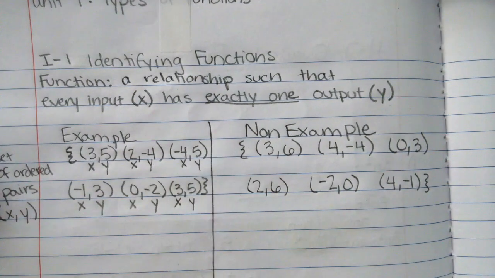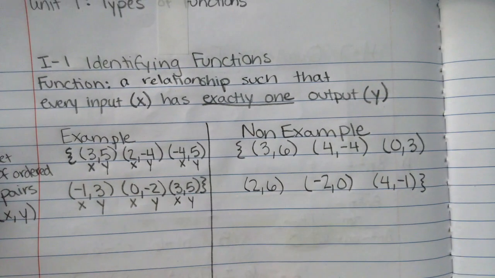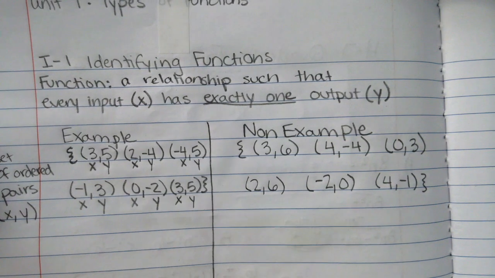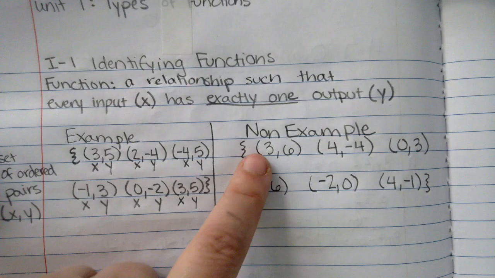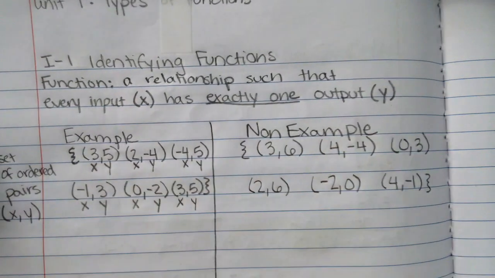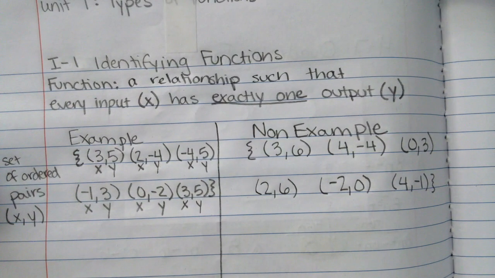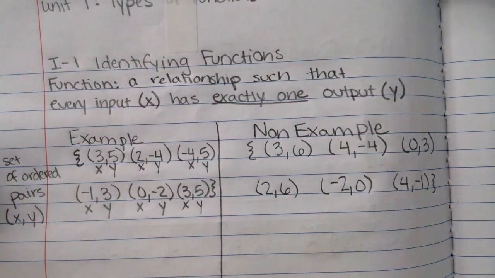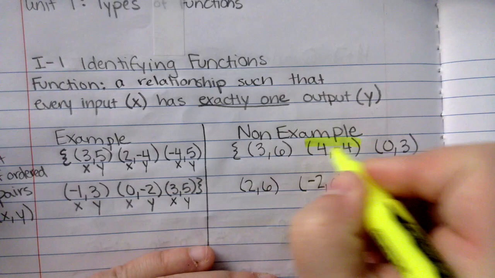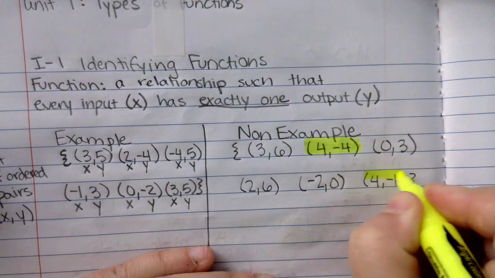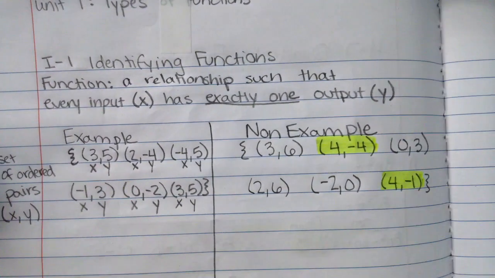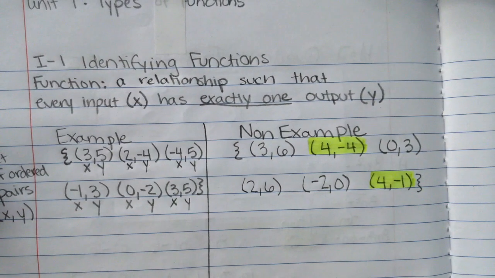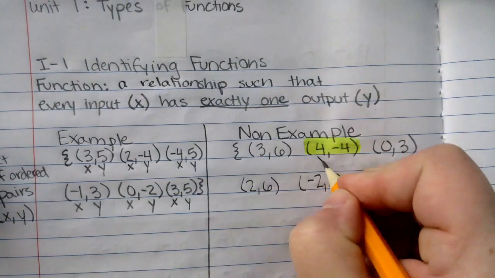Alright, so now we're going to do this as tables, just to see how it looks. We're just putting in these ordered pairs so we can look at our x's and our y's. It's just organized a bit differently. So our first one here we have 3, 5. And then we'll have 2, negative 4. Then negative 4, 5.